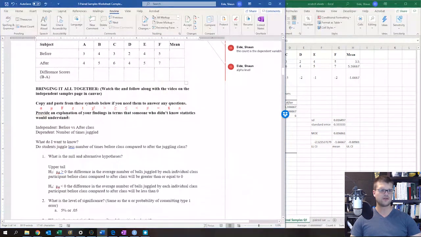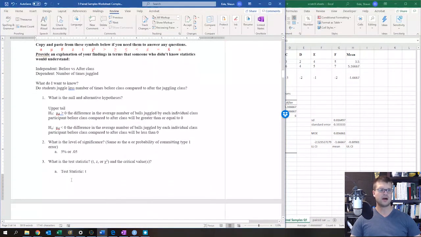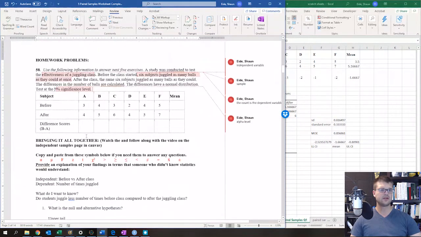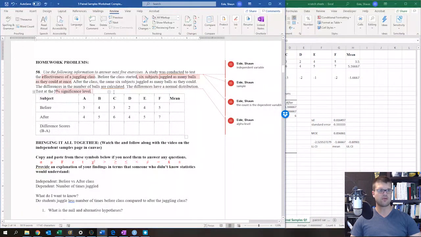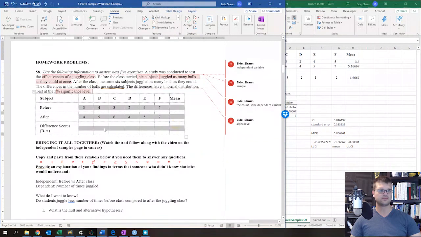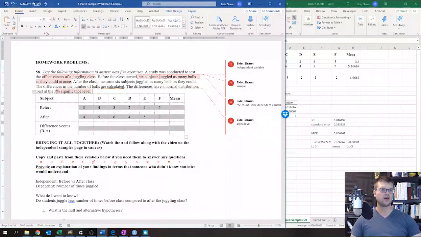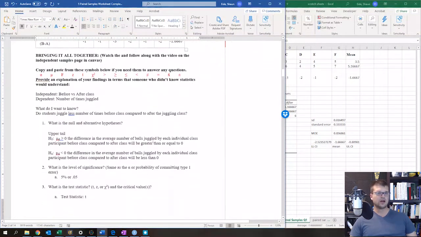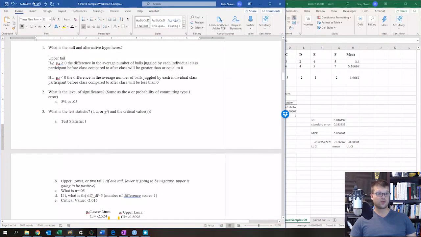Right up here, we've got the level of significance of 5%, and then what is the test statistic? The test statistic is going to be t. The reason why is because we don't have a population standard deviation, and we only have 6 observations. So we've only got 6 observations here. Therefore, it's a t-score because we don't have a population standard deviation, and we only have 6 observations.